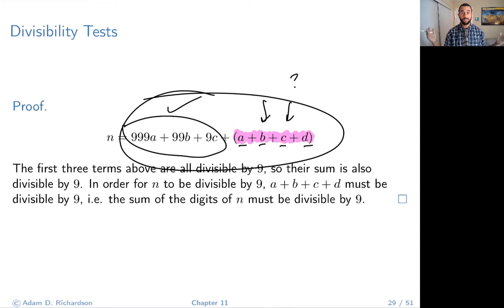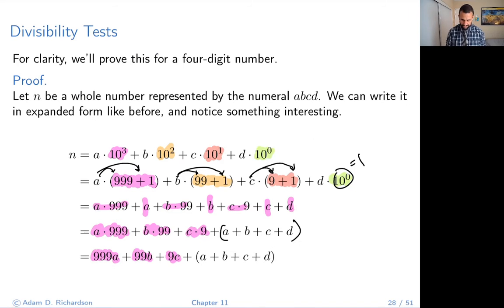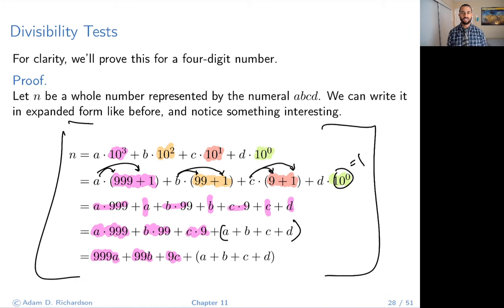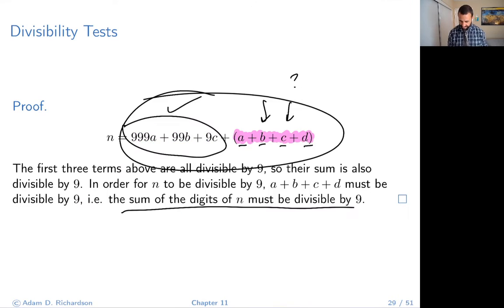But that's what we were trying to prove. The sum of the digits must be divisible by 9. So that's super cool. It makes it really easy to determine if something is divisible by 9. I love that proof. This is just such a clever deconstruction. And again, you should take some time just to look at that and make sense of it because of how clever it is. It's really awesome. Anyway, I'll stop there.